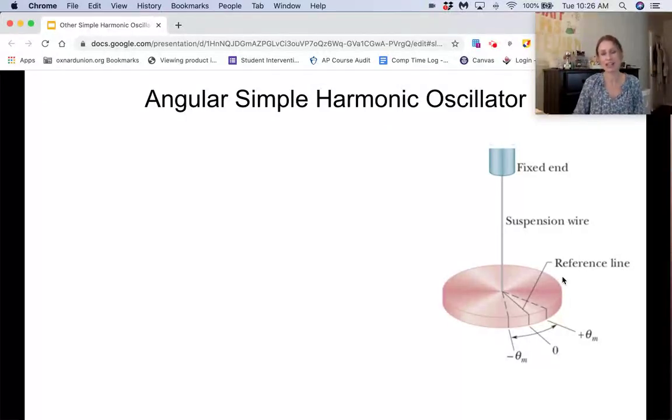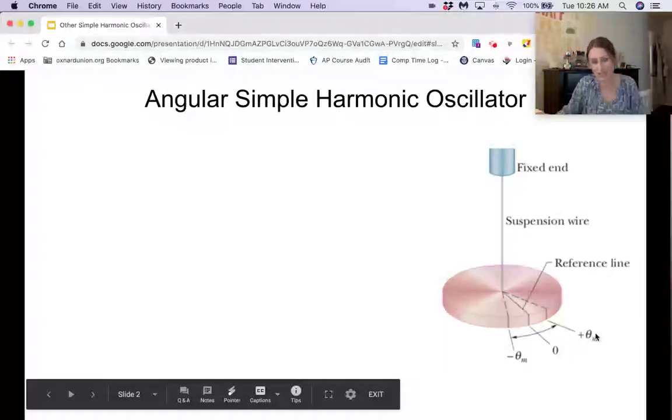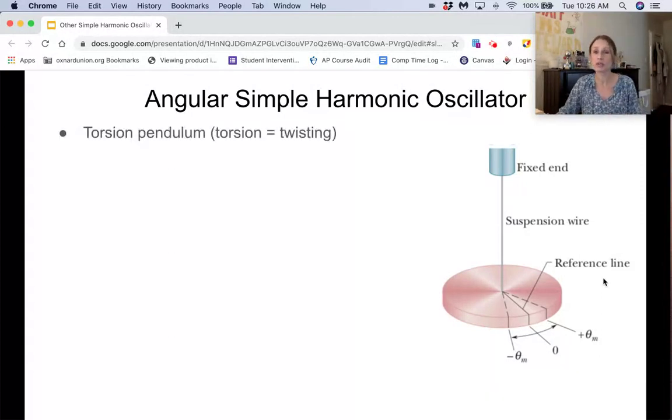Basically, there's a wire hanging down, and there's some type of thing on the end of that wire that can angularly rotate and oscillate like that. It's hard to think of an example in real life, but just think of this circular object going back and forth between this positive angular displacement and the negative angular displacement, and that reference line is our equilibrium point, okay? This is called a torsion pendulum, and that word torsion just means twisting, because this thing is twisting back and forth like that.